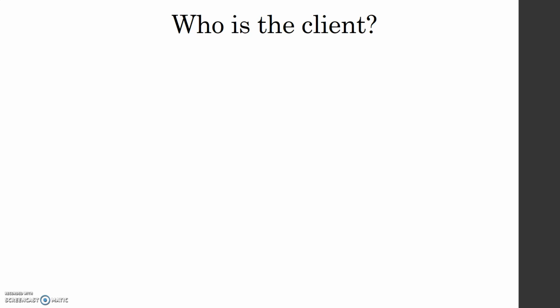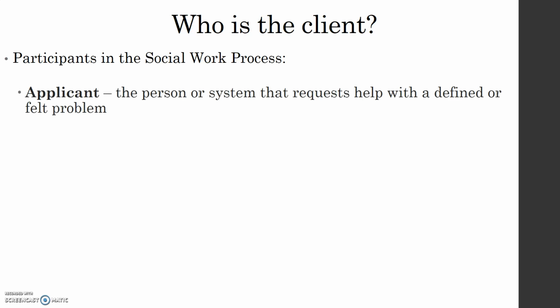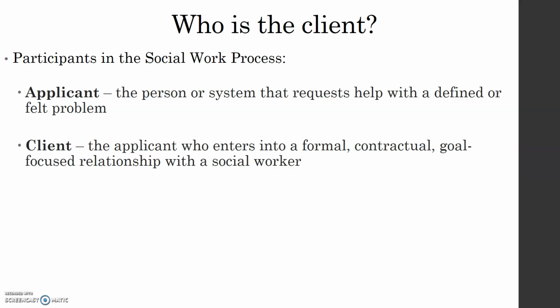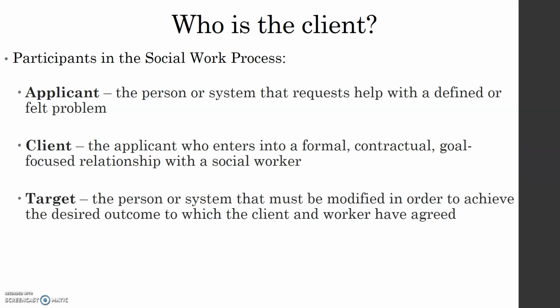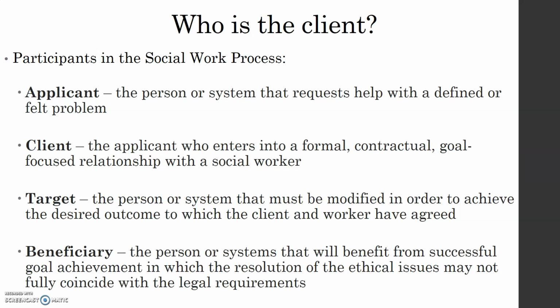Okay, so one of the first questions here is, who is the client? This is in your textbook as well, but it's not always going to be clear who the client is. You're going to have several different categories. Applicants, the person who requests help with a defined or felt problem. The client can sometimes be the applicant, but not always. But a client is someone who enters into a formal, contractual, goal-focused relationship. The target, who we're trying to help here. Beneficiary, who's going to be helped by the treatment between the client and the practitioner.